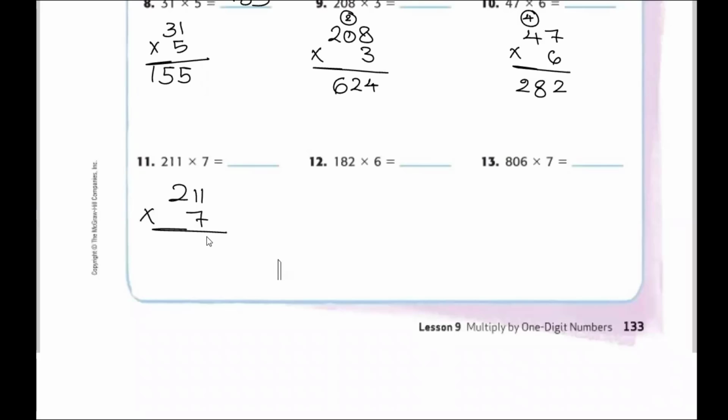7 times 1 equals 7, then 7 times 1 again equals 7. Then 7 times 2 equals 14. That means 1,476. Okay, thanks. So the next one will be, we need another one.